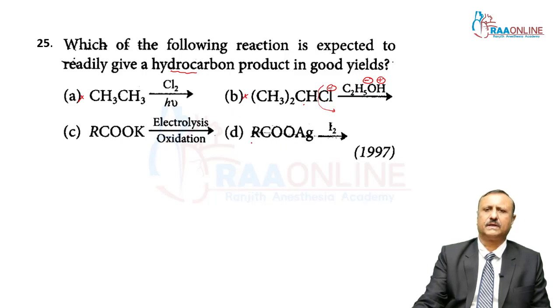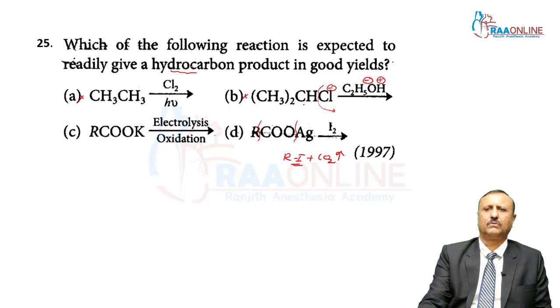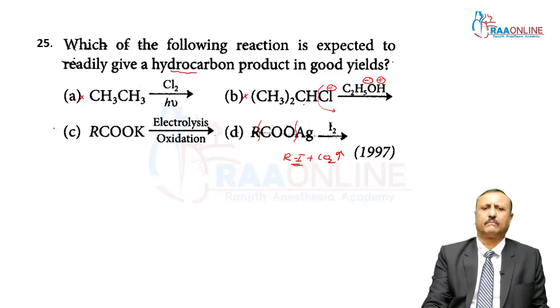Now, we can see here the C and D options. Here, my dear students, RCOOH reacts with iodine, then these compounds are broken and you can get the RI, plus CO2 and Ag. So, my dear students, you cannot get the hydrocarbons. You can get hydrocarbon only by this C option. So, the answer is C.